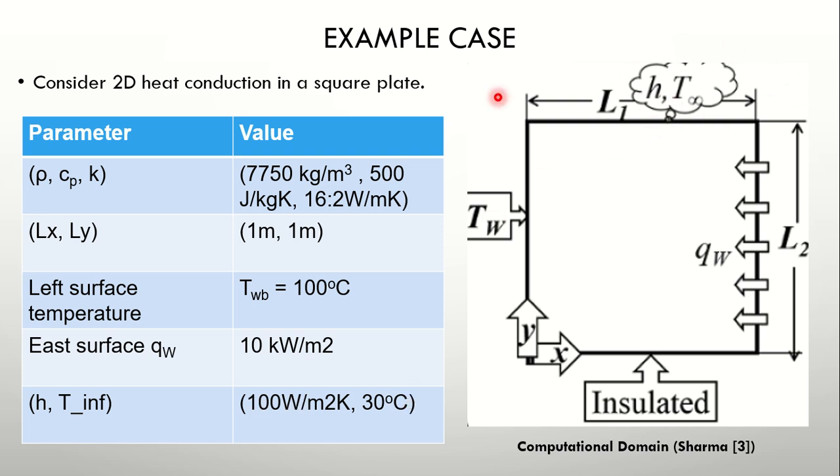Assume it like that: some air is flowing over this square plate, and along the z direction it's a very long plate, something like that you can assume. So there is negligible heat transfer in the z direction. We are only concerned with two-dimensional heat conduction. Okay, so that's the problem statement.